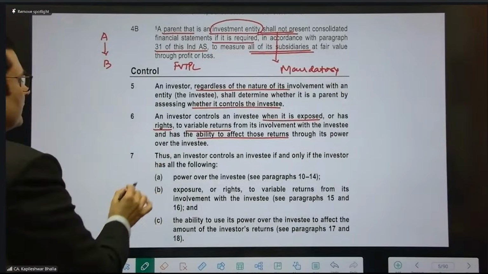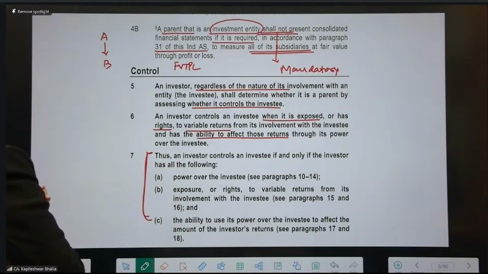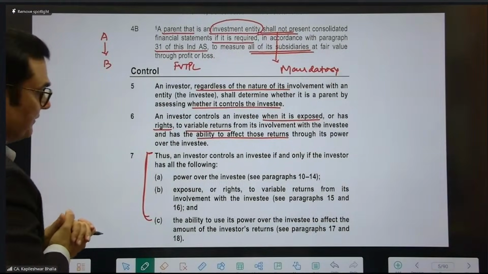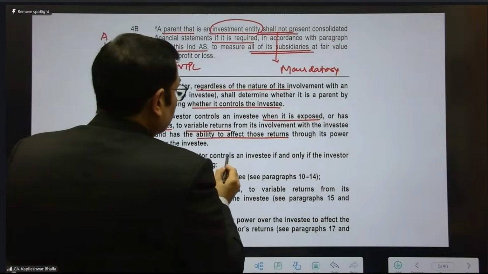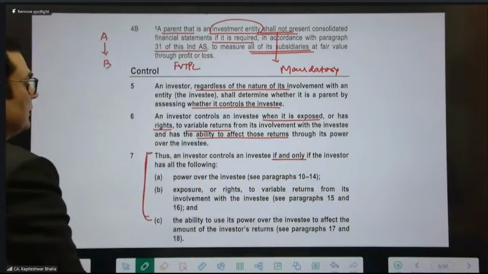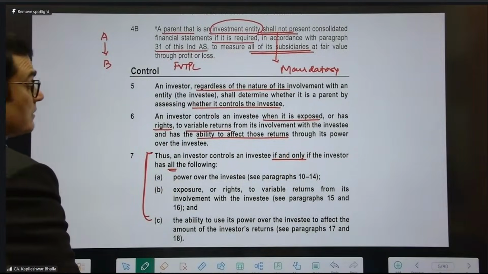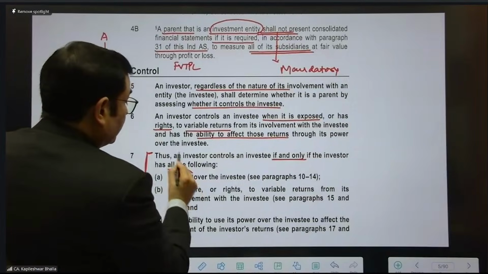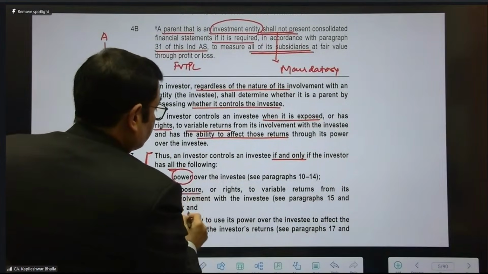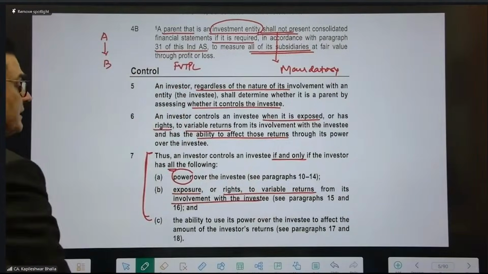So things are organized in para number 7. Whatever is given in para number 6, the parameters have been set in para number 7. Thus, an investor controls an investee if and only if the investor has all the following conditions. Clause A, power over the investee. Clause B, exposure or rights to variable returns from its involvement with the investee.